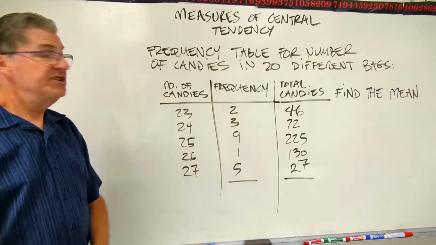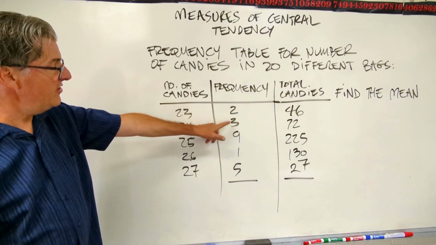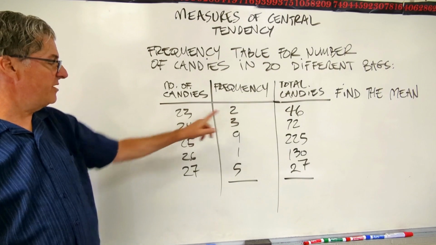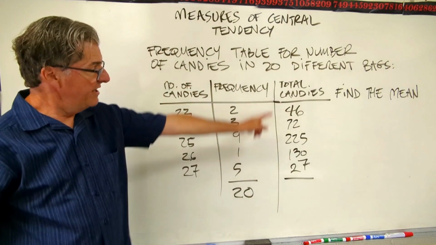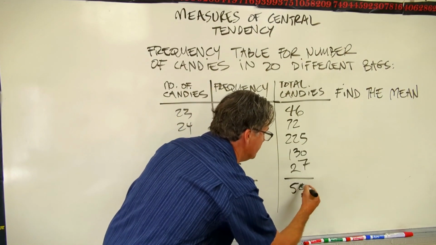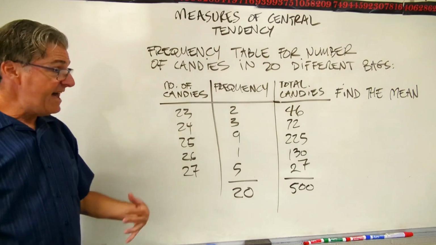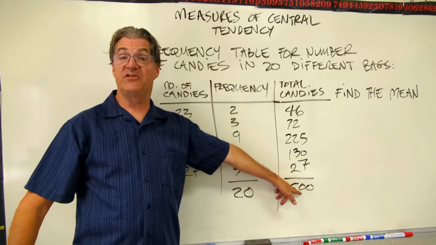So how many different bags do I have? Well, my frequency tells me I have 2 bags of 23, 3 with 24, and so on. That's a total of 20 bags of candies. And then if I add all those up, they come to a nice round number. That's 500. So I have 20 bags with 500 candies total.